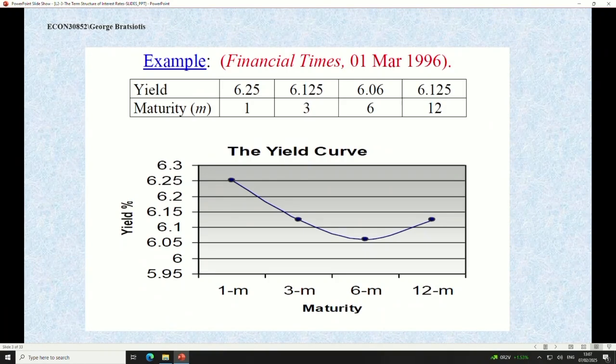Now, looking at this, that's nothing like it, right? Because you can see it's inversely related. It's going down, and then it's picking up a little bit. So is this an unusual yield curve?